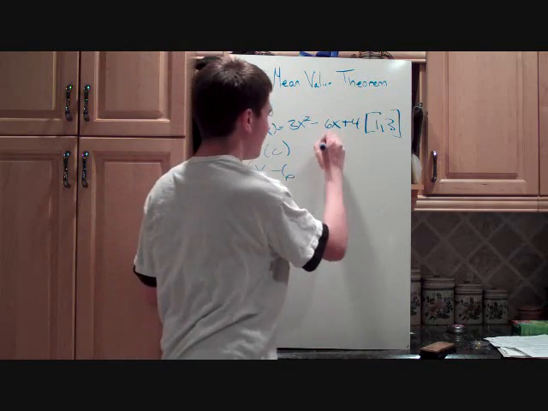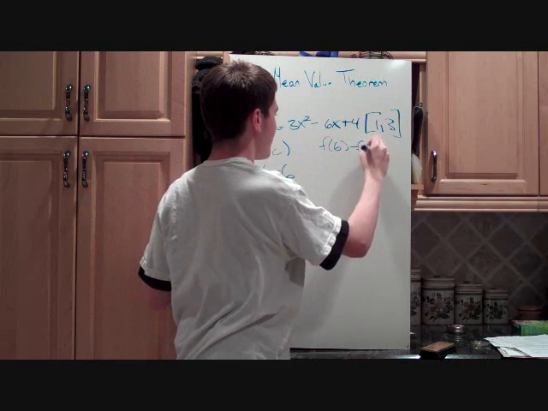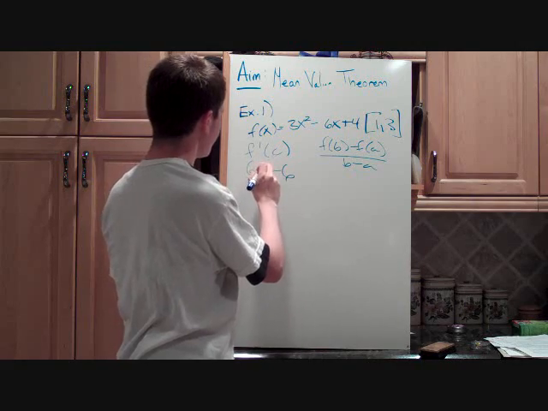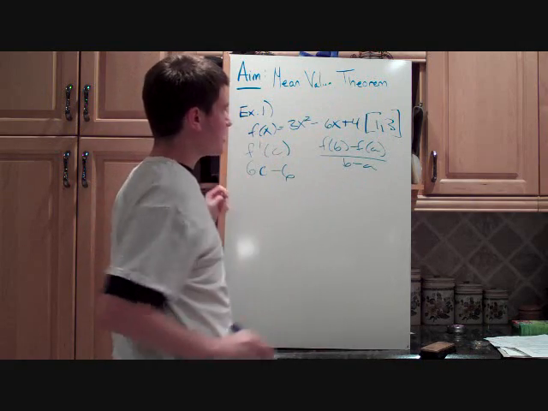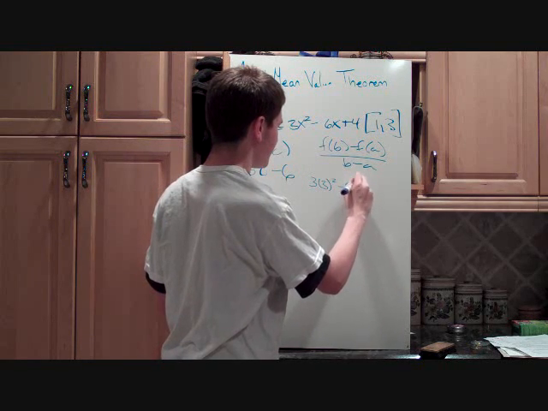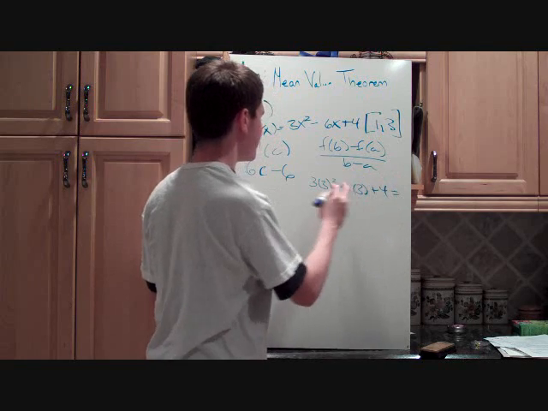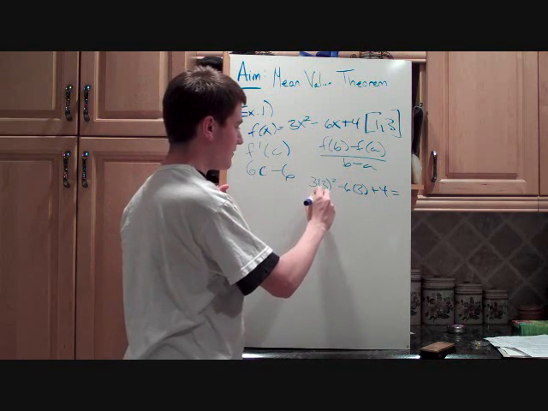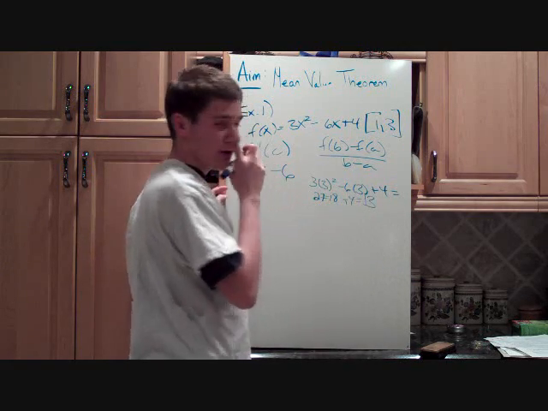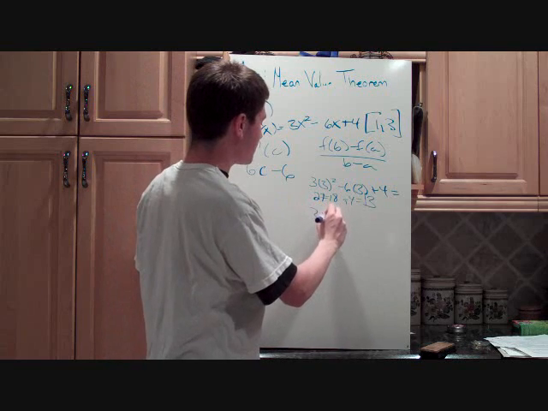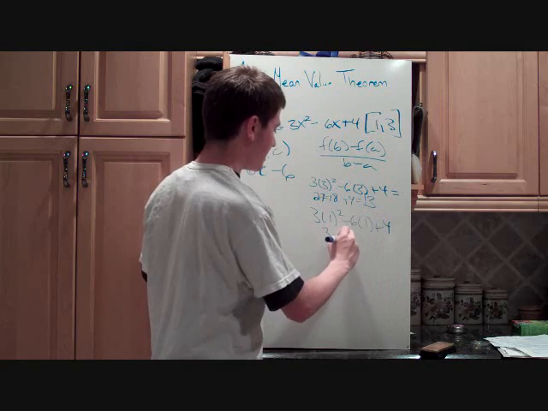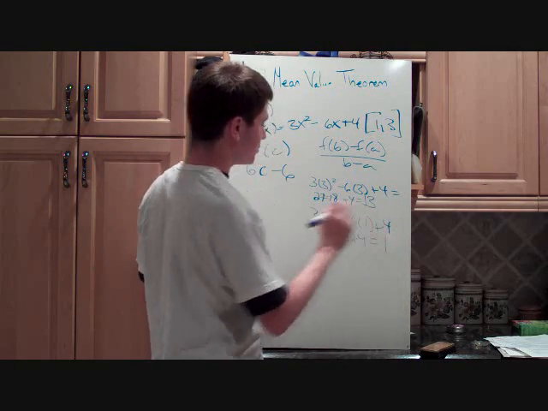And we also have to find f of b minus f of a over b minus a. Oh, excuse me, this should be a c. So we have to plug in 1 and 3 into the equation. So 3 times 3 squared minus 6 times 3 plus 4, that's f of 3. This is equal to 27 minus 18 plus 4, which is equal to 13. And we're also going to find f of 1, which is 3 times 1 squared minus 6 times 1 plus 4. This is equal to 3 minus 6 plus 4, which is equal to 1.